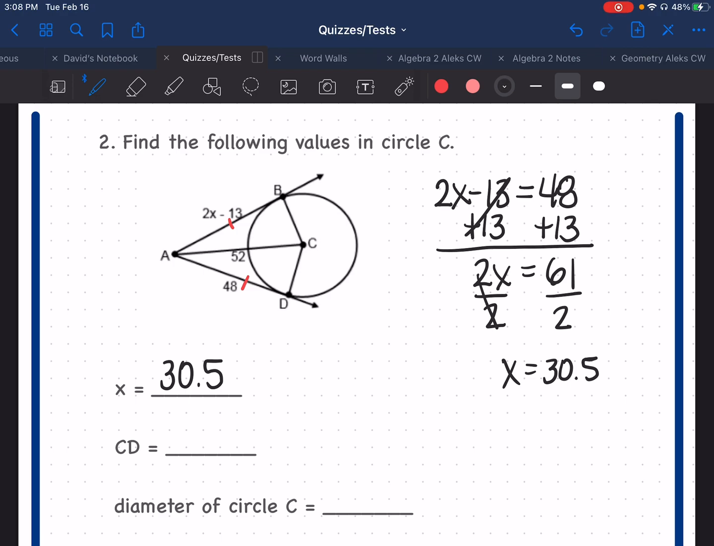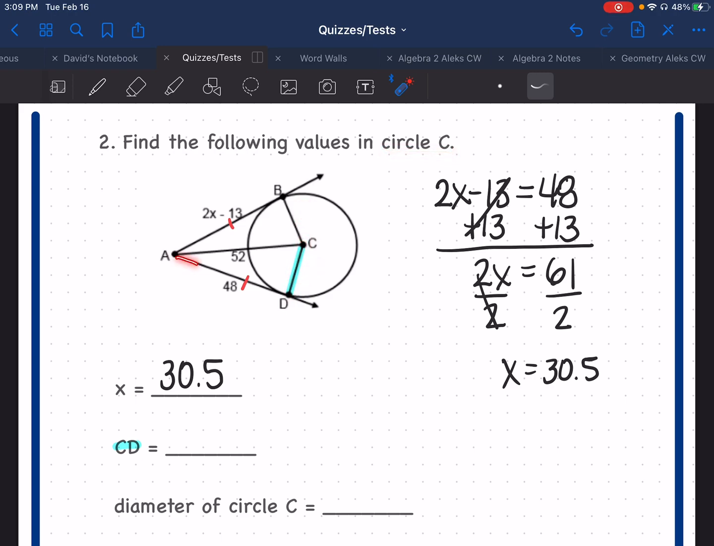All right, the next question is asking for me to find CD. So let me grab my highlighter. There's C to D. Okay, so here is a tangent. C to D is a radius of my circle because notice I've called the circle C. So that means this is the center. So that makes this a radius. It also makes this a radius, just for your general knowledge.